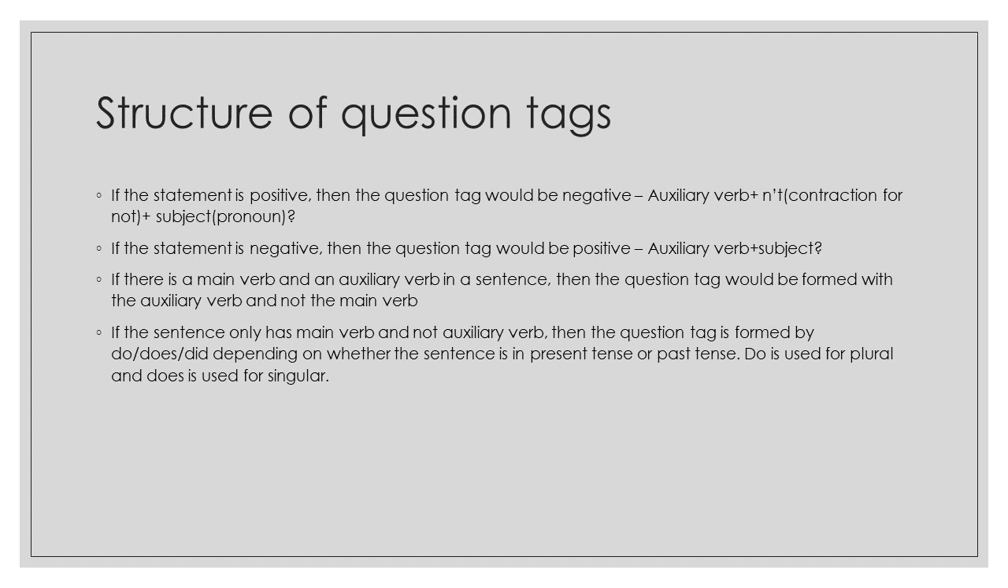Now, as I told you, the question tag should always be opposite in sense to the statement that has been made. So if the statement is negative, the question tag has to be positive. In this case, in a positive question tag, you won't have a contraction for not. So it has to be positive. Just the auxiliary verb and the subject would suffice. And sometimes you have a main and an auxiliary verb in the same sentence.